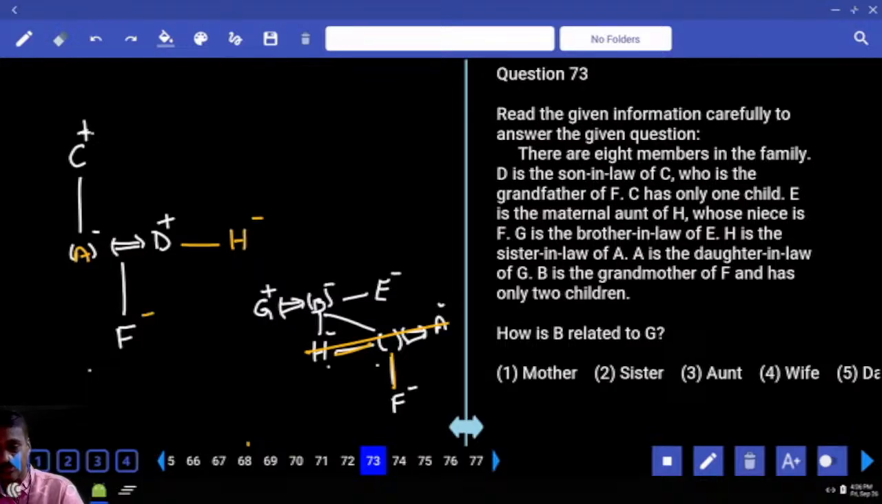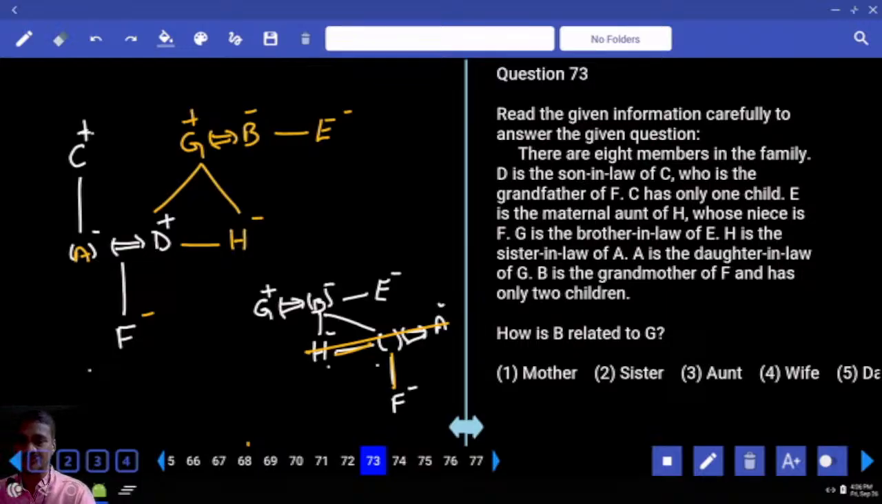Then G and B. Now D and H are the children of whom? G and B. Out of which G is a male, B is a female. And E is the sister of G. So 1, 2, 3, 4, 5, 6, 7, 8 persons were done.